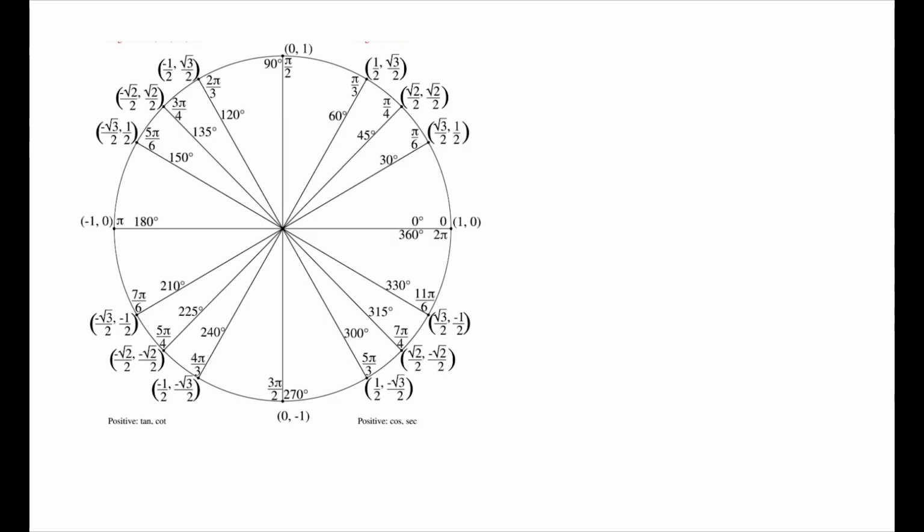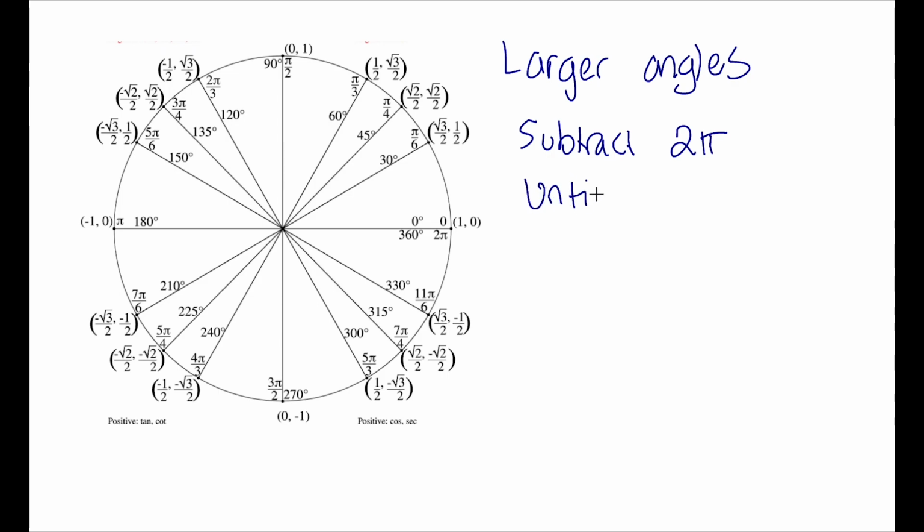So we talked about converting when it's in degrees. Let's talk about radians. So remember, to go all the way around a circle, instead of 360 degrees, all the way around a circle is 2 pi. So we're going to complete the same process, but just replace it with 2 pi instead of 360. So for larger angles, we need to subtract 2 pi until the answer is between 0 and 2 pi radians.